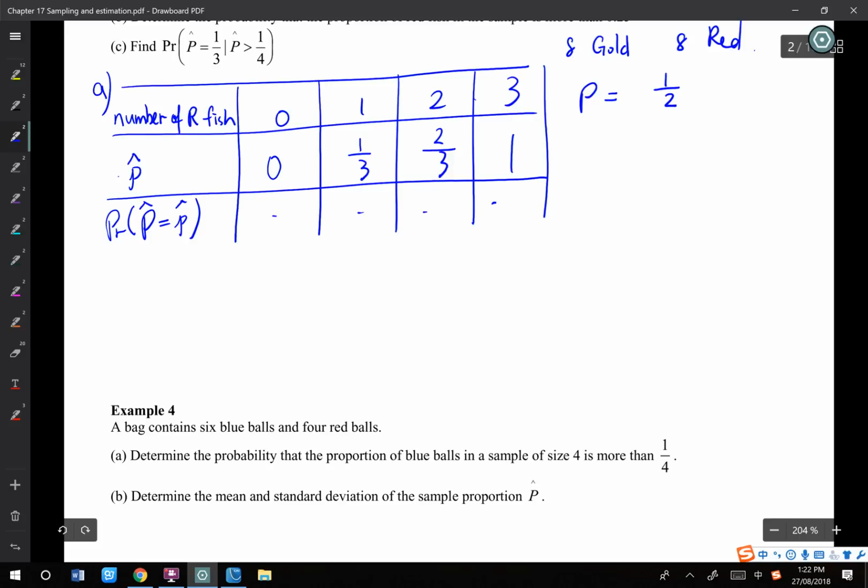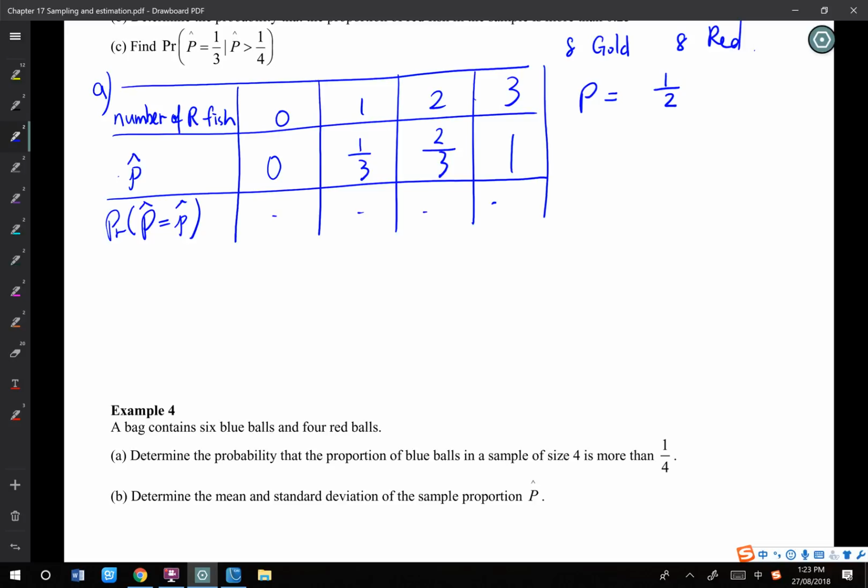Now we look at what these values are. What's the probability? You have a different chance of getting a sample proportion of 0, a different chance to get a proportion of a third, and a different chance of getting 2/3 and 1. Think about how easy it is to get 0 red fish in your sample, and how easy it is to get 3 red fish in your sample.